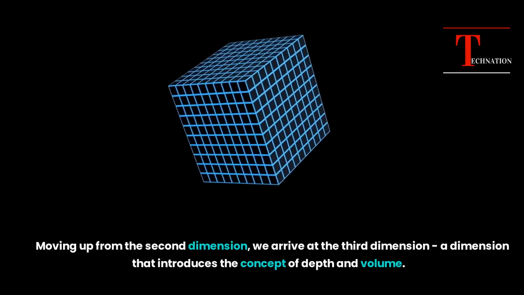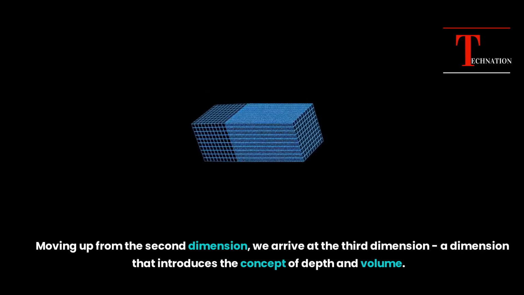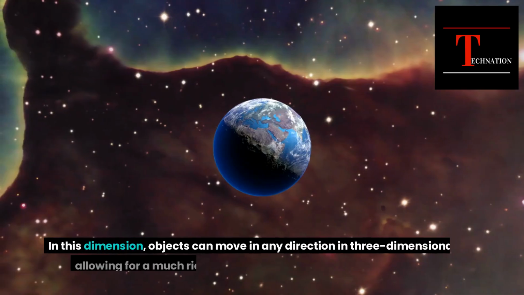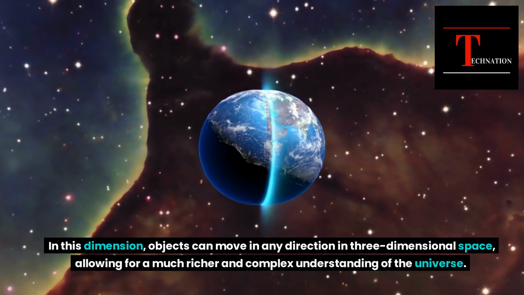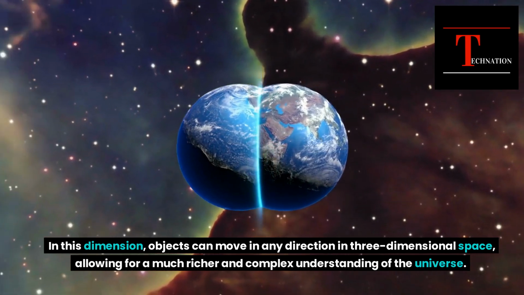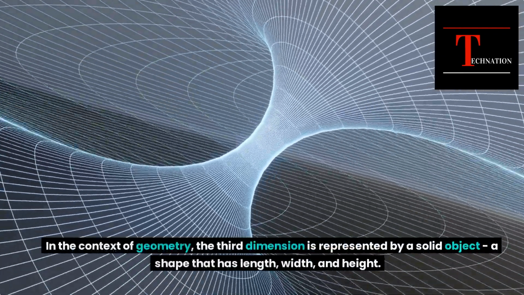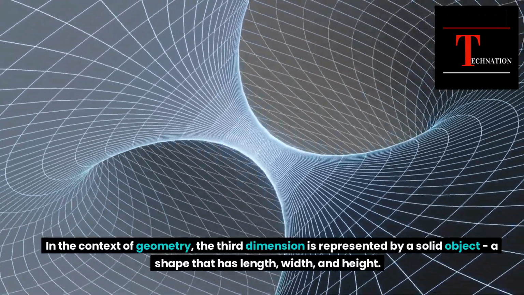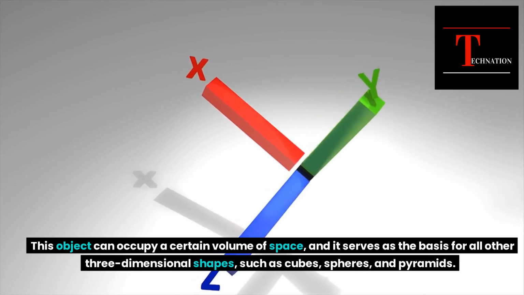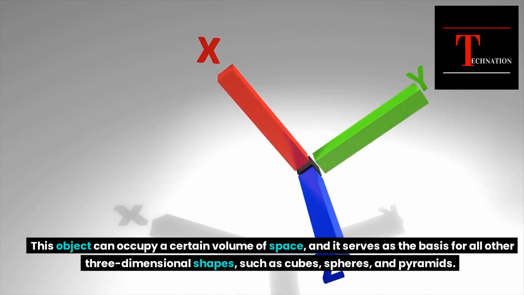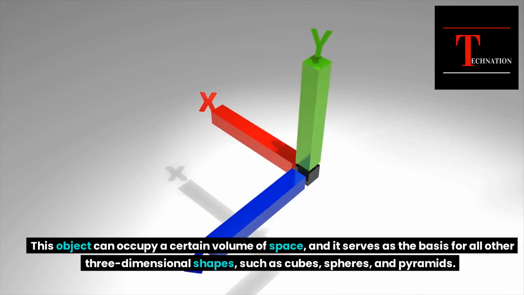Moving up from the second dimension, we arrive at the third dimension, a dimension that introduces the concept of depth and volume. In this dimension, objects can move in any direction in three-dimensional space, allowing for a much richer and complex understanding of the universe. In the context of geometry, the third dimension is represented by a solid object, a shape that has length, width, and height. This object can occupy a certain volume of space, and it serves as the basis for all other three-dimensional shapes, such as cubes, spheres, and pyramids.